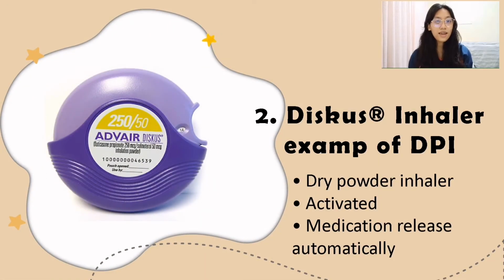My name is Bian Alexei Galming, and for today's presentation, I am going to discuss two examples of DPIs or dry powder inhalers, which are the Discus inhaler and the Rotahaler inhaler.